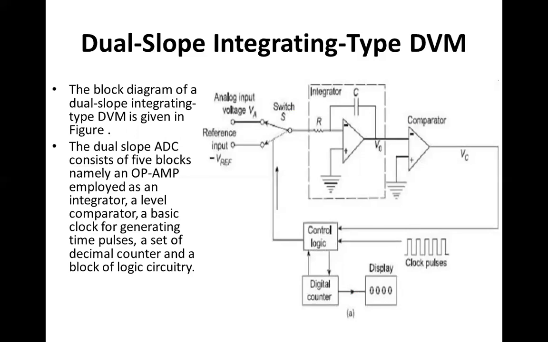Now we will study about dual slope integrating type digital voltmeter. The block diagram of a dual slope integrating type digital voltmeter is shown in the figure. The dual slope ADC consists of 5 blocks, namely an op-amp employed as an integrator, a level comparator, a basic clock for generating time pulses, a set of decimal counters, and a block of logic circuitry.